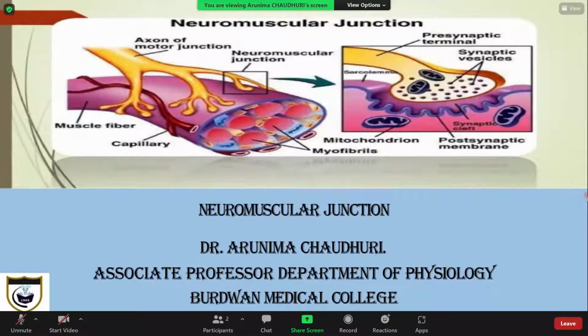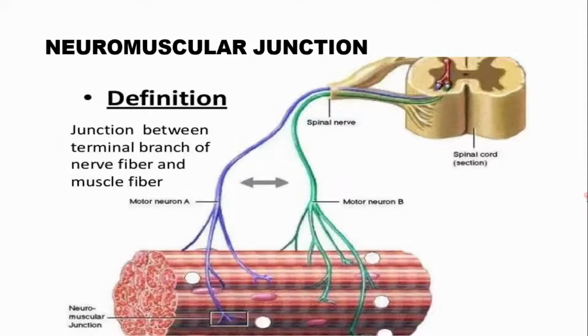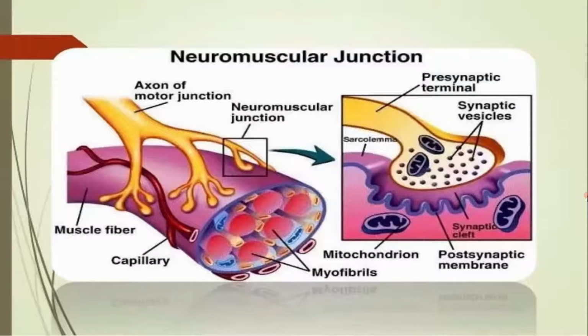Good afternoon. Today we are going to learn about the neuromuscular junction. We will discuss in detail the neuromuscular junction that is typically present in a skeletal muscle. So let's first start with the definition. It is the junction between the terminal branch of a neuron or a nerve fiber with a muscle fiber. Here you can see the picture of a typical neuromuscular junction present in a skeletal muscle.